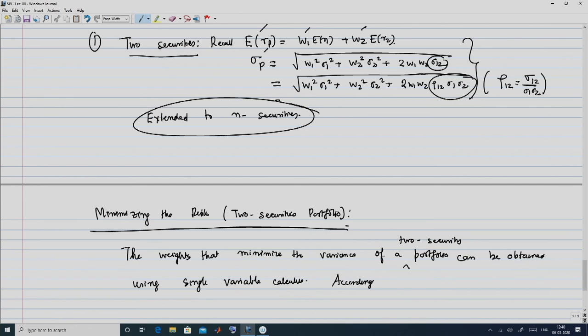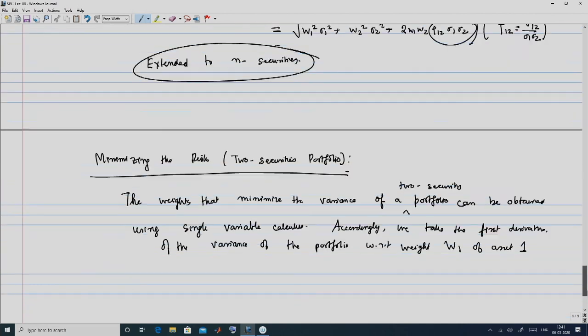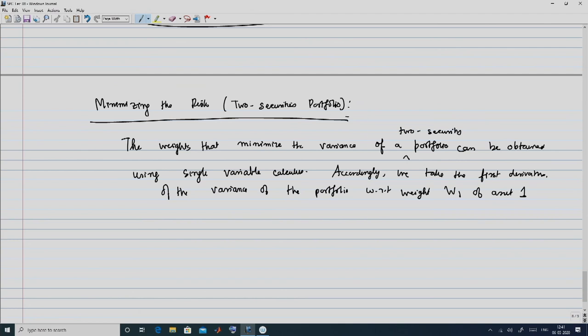Accordingly, we take the first derivative of the variance of the portfolio with respect to weight W1 of asset 1. Now, please remember that the minimization of this variance will be to determine the values of W1 and W2, which is going to give me the minimum value of sigma p square. Now, we note that here I have to determine the two values W1 and W2. So, it is effectively minimization of a function in terms of two variables W1 and W2. But I am saying that I will basically make use of single variable calculus here.